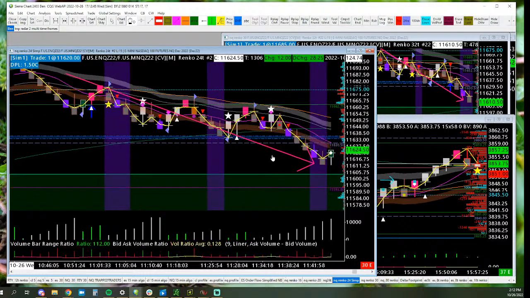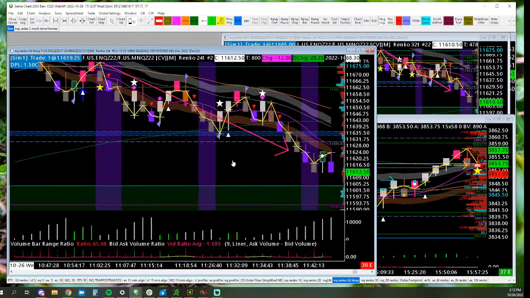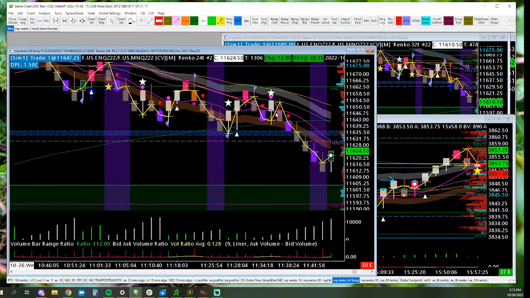So once we got under VPOC, what I was hoping would happen now is I wanted them to come back up and reject it and then roll over. Well, guess what? They just didn't set it up. So I didn't make any mistakes beyond not selling this aggressively. I didn't make any mistake here. I did not buy it. I knew not to buy, but I didn't get the setup I wanted.